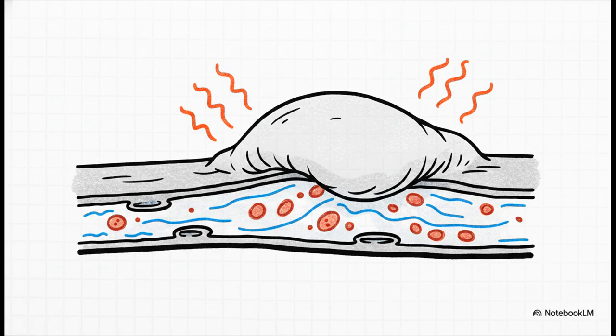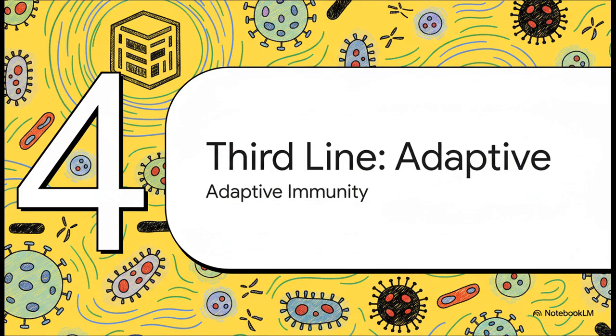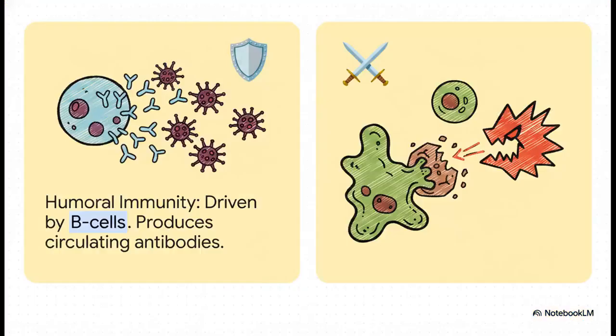All right, Section 4, third line, adaptive immunity. Now we're entering the highly specific, memory-based protections of the immune system. I can practically guarantee that distinguishing between humoral and cell-mediated immunity will be on your exam, so let's break it down sharply. Humoral immunity is driven by B cells.